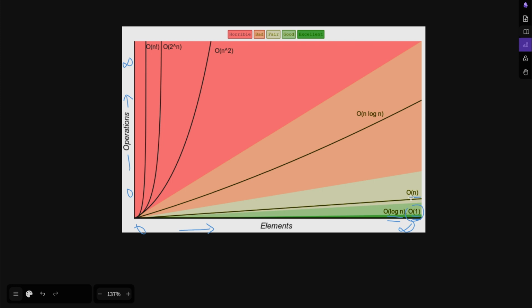Next, we have linear time algorithms, where the runtime grows linearly with the input size. So the greater the size of the data structure we are working on, the greater will be the time complexity. A little worse than this is linearithmic time, that is O(n log n), which is a combination of linear and logarithmic growth. An example of this is merge sort.